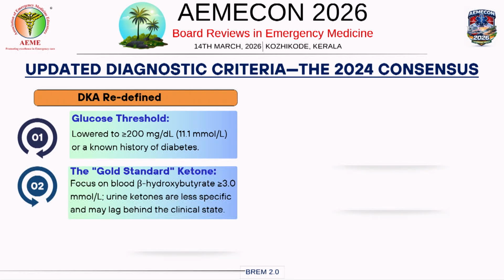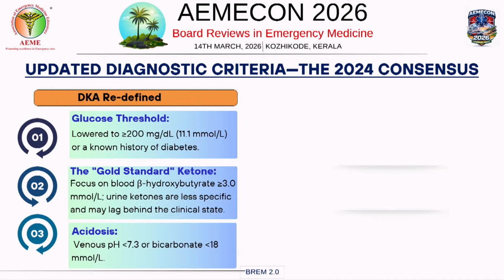The gold standard becomes ketones. Focus on the blood beta hydroxybutyrate value. If it is more than or equal to 3 millimole per liter, that is diagnostic of ketosis in a DKA patient. Urine ketones are less specific. We always tend to do the urine ketones, but they are less specific. They tend to lag behind, and therefore blood ketones are to be preferred. Acidosis, a venous pH of less than 7.3 and a bicarbonate value of less than 18. So 3 things: a glucose more than or equal to 200 or a history of diabetes. Ketones more than or equal to 3 millimole. Which ketone? That is serum ketone or the blood ketone that needs to be done, and not the urine ketone. Acidosis, a pH of less than 7.3 or a bicarbonate of less than 18.